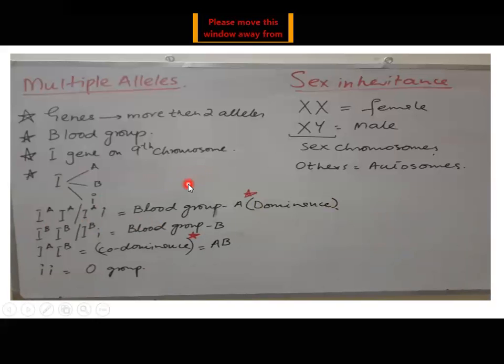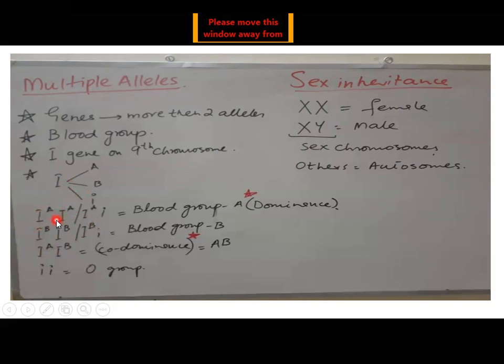So on the ninth chromosome, gene I is present. Instead of having two alleles only, this has three alleles. The I gene on the ninth chromosome has three alleles: IA, IB, and small i or I naught. If the condition is like this, you can say it is the haploid condition. If the diploid condition is there, for example IA and IB, it is denoting the diploid condition. If it is half, it means it is showing the gamete only.